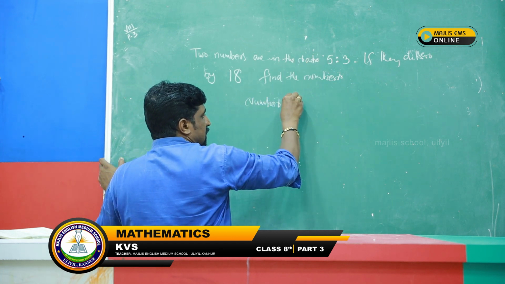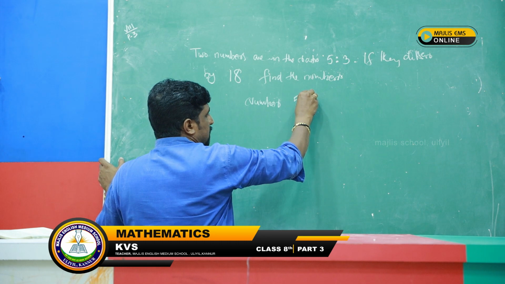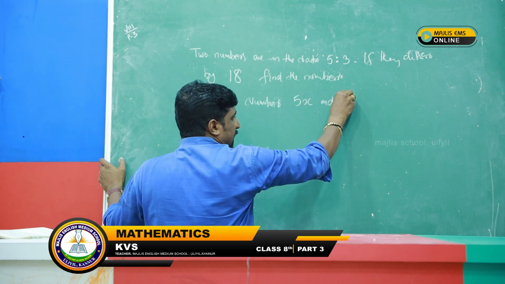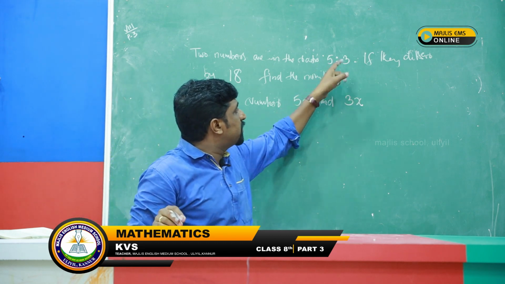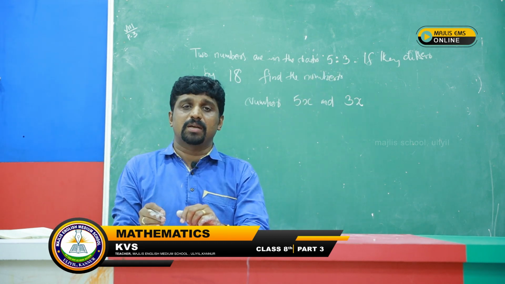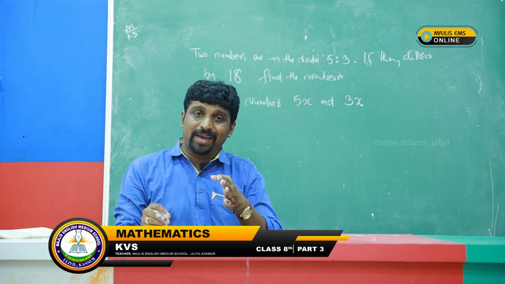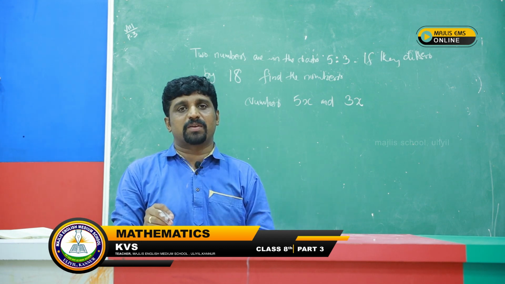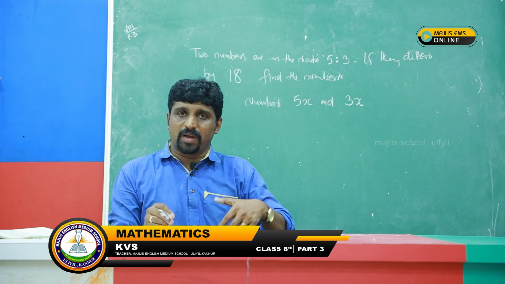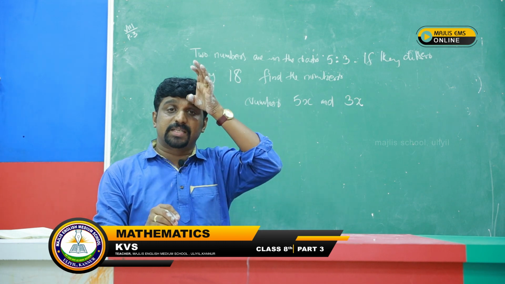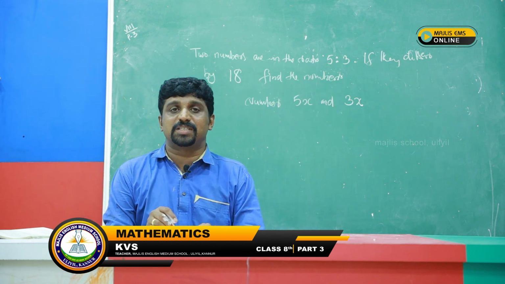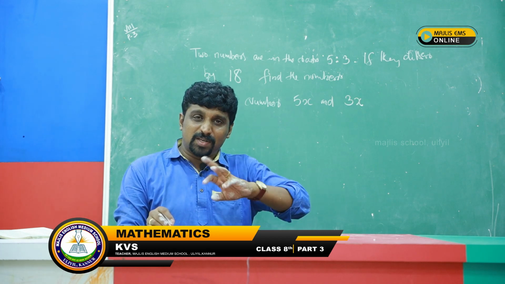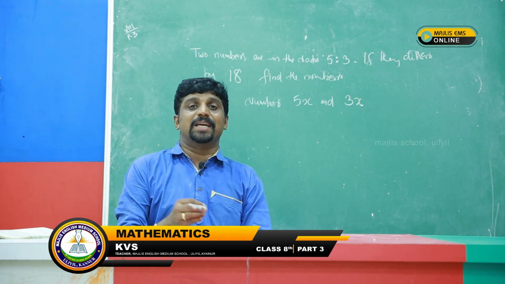Because the ratio is 5:3, we can take the numbers as 5x and 3x, just multiplying by a variable. Not only x, you can also take 5k and 3k, but anyway we can take 5x and 3x. The second condition is that they differ by 18. Differ by means the difference of the two numbers is 18.